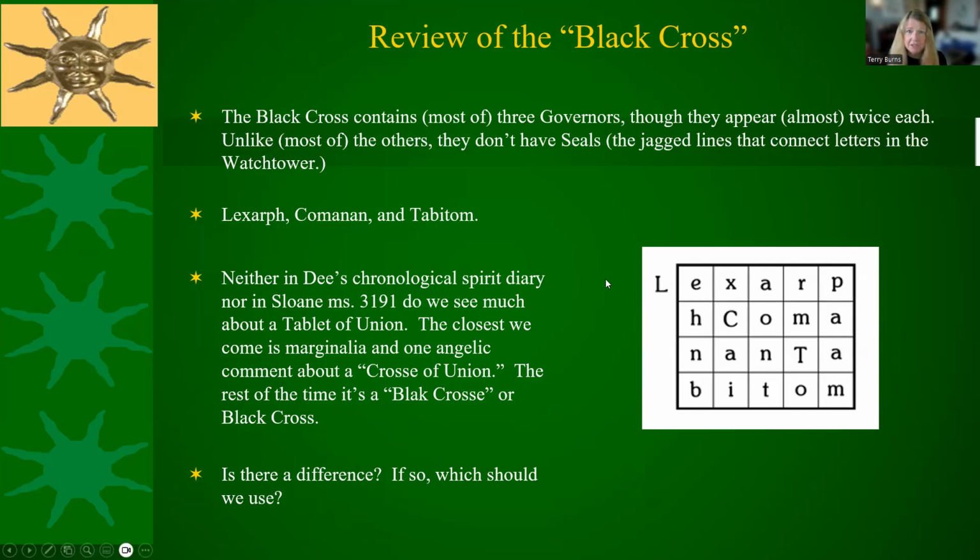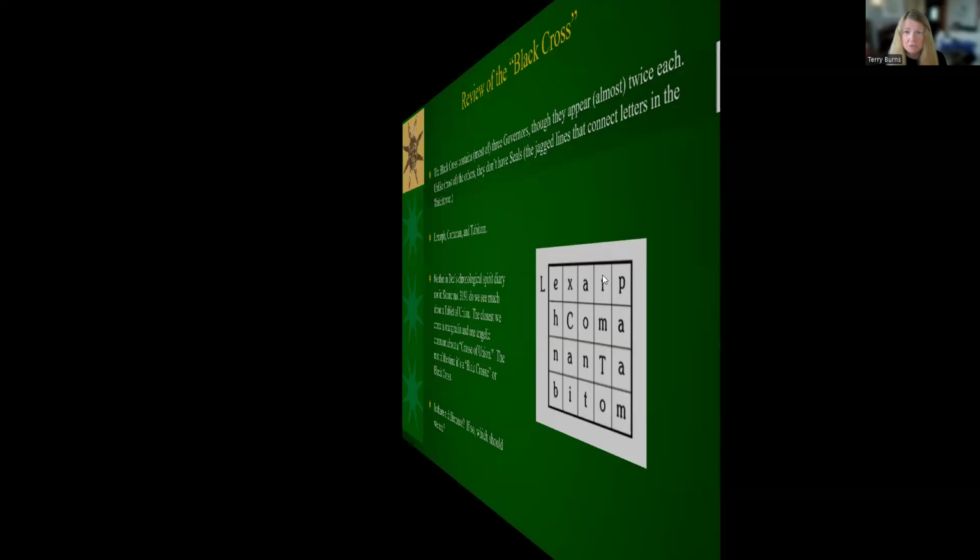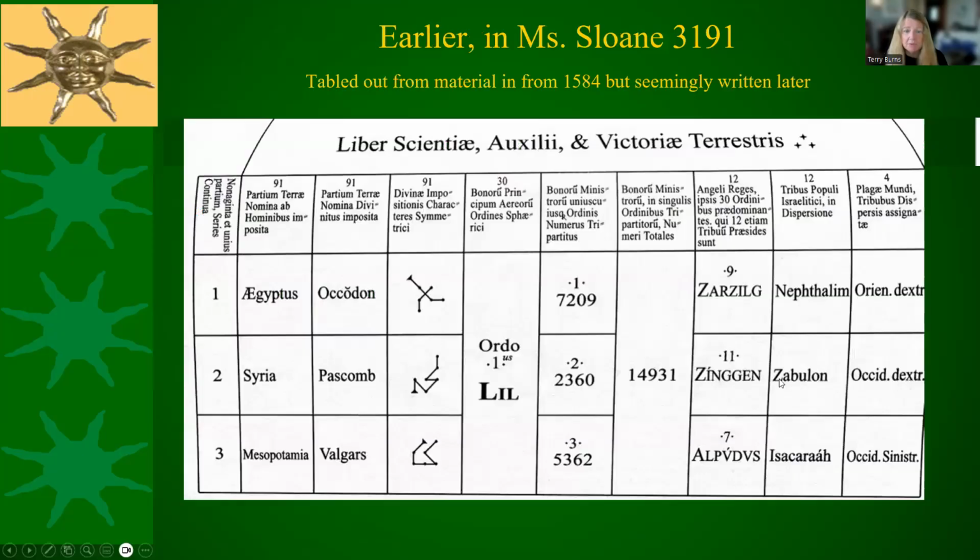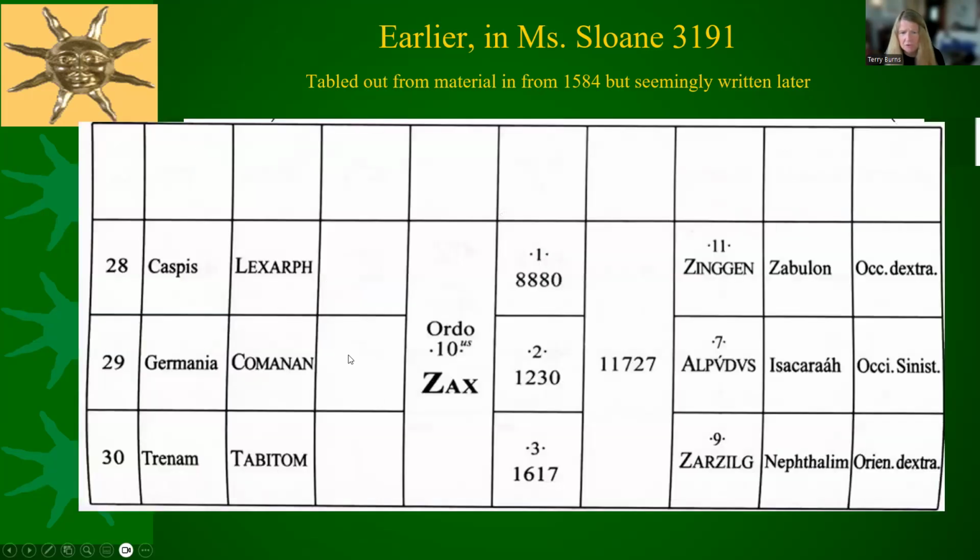So, is there a difference? I already gave you a spoiler at the end of the last one. I just won't repeat the spoiler here. Just some other background. Remember with the governors, here's the first three. You get a seal based on what letters, but when you get these ones, there's no seal listed in Sloane 3191.